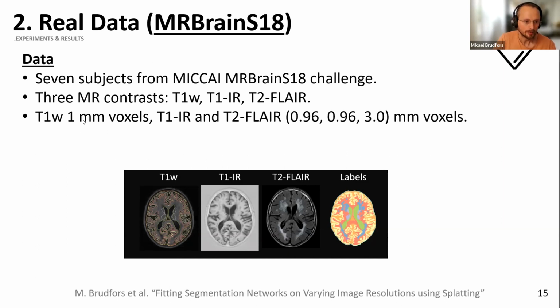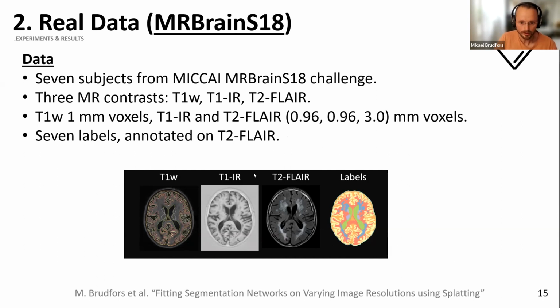The T1 weighted had 1 millimeter voxels, and these images were raw in the sense that they were basically only converted from DICOM to NIFTI. That's it. There's nothing else done. No skull stripping, resampling, bias correction, whatever. And then the T2 FLAIR had 0.96, 0.963 millimeter voxels. So they vary, and the dimensions too. And then we used 7 labels, which were annotated on the T2 FLAIR. There were like 9 or 10 in total. We selected 7 of these labels to do our validation.